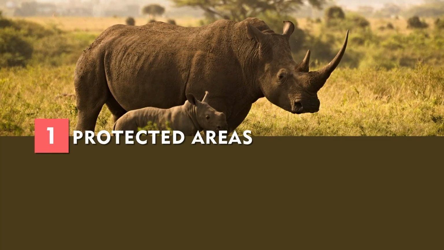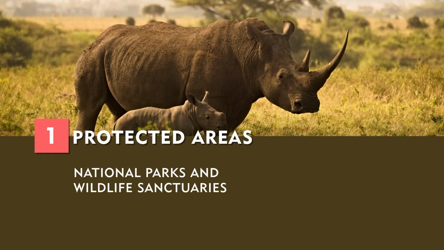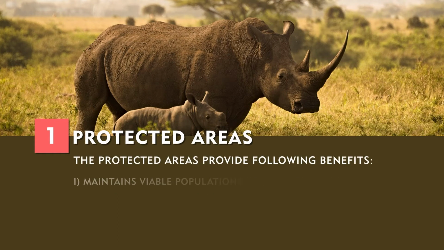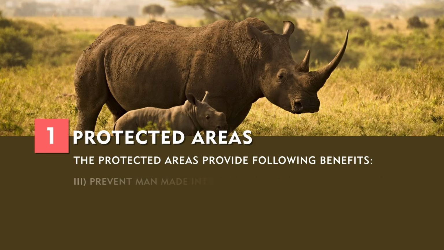And what are protected areas? These protected areas are areas of land and or sea specially dedicated to the protection and maintenance of biodiversity and are managed through legal or other effective means. Some examples of protected areas, very common to you, are national parks and wildlife sanctuaries. The major benefits we get from protected areas are that they maintain viable populations of all native species and subspecies, maintain the genetic distribution of communities and habitats, conserve the genetic diversity of all the present species, and prevent man-made introduction of exotic species.